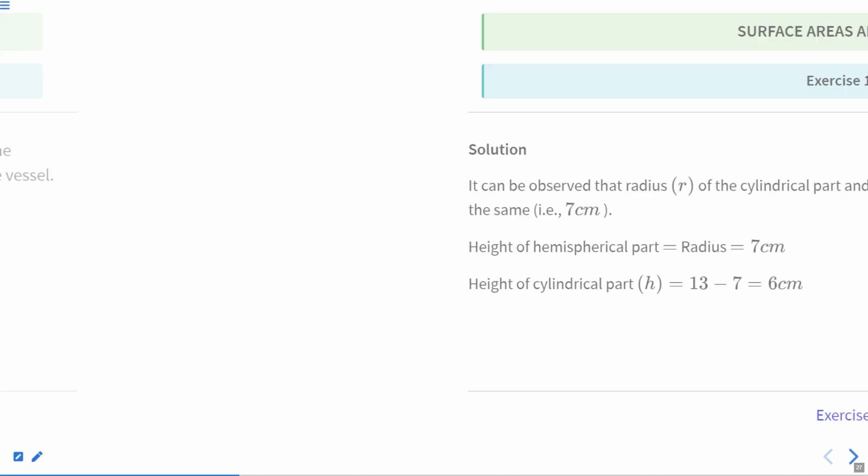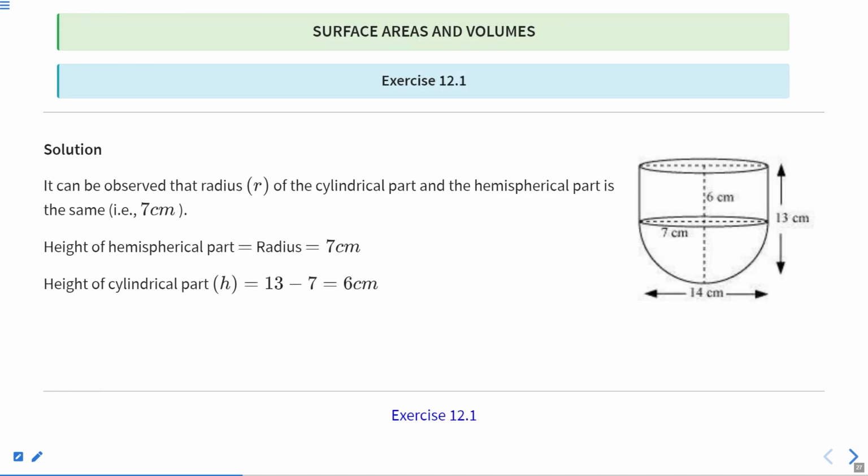So how to solve it? Let us see. First of all, draw the diagram. If you draw the diagram, it will look like this. Here this portion is the hemispherical part and this portion is the cylindrical part. It can be observed from this diagram that the radius r of the cylindrical part and the hemispherical part is the same, and the diameter of the vessel is given as 14 centimeter.